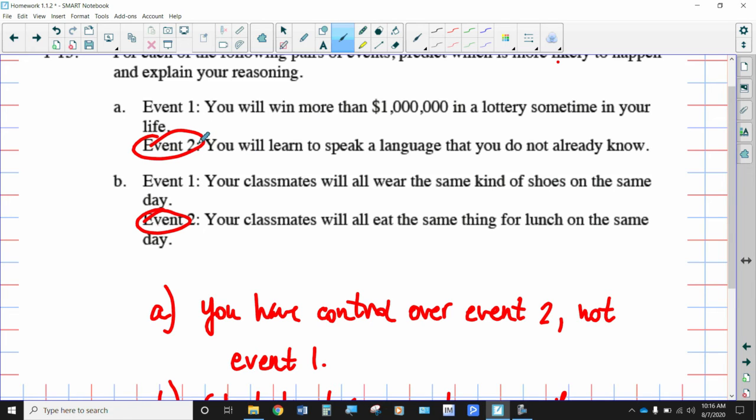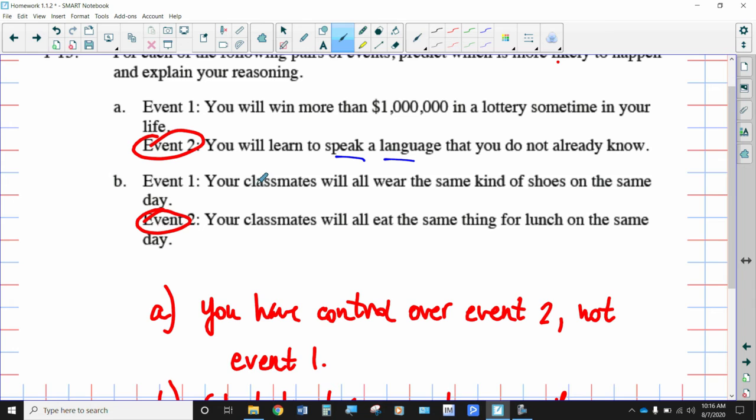If you make it a goal to learn how to speak a language, nothing can stop you from learning how to speak that language. You just got to work hard until you get it right. However, winning the lottery, first of all, you got to play the lottery, but even if you play every single week, there's no guarantee that your numbers are going to come up. You have control over event 2, not event 1, which makes 2 more likely.